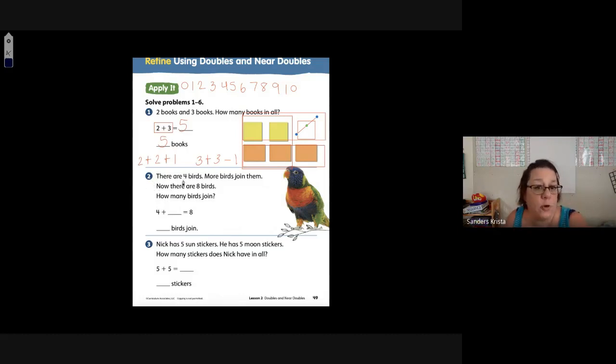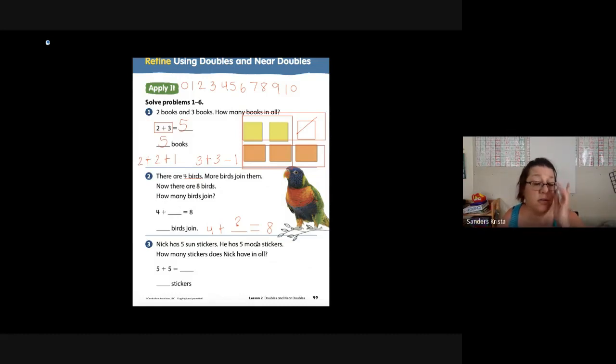It says there are 4 birds. More birds join them. So there's 4, and then more come. We don't know how many more, so we're going to make that line to represent the number that we do not know, okay? So that's the number that we do not know. So 4 plus more, and then we have a total of 8 birds at the end. 4 plus blank equals 8. Do we know that rhyme?